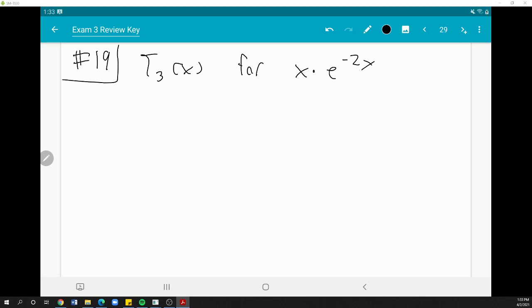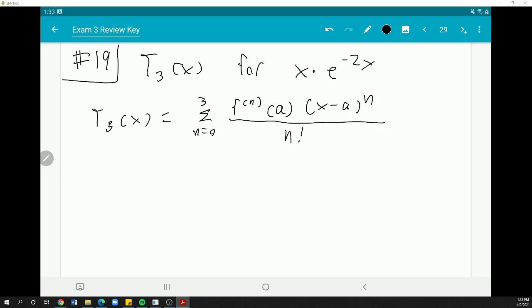So what I'm going to need to do, t3 of x, these should both be centered at 0. Yeah, centered at 0. t3 of x is equal to the sum from n equals 0 to 3 of the nth derivative of f, but not x, at a, times x minus a to the n over n factorial, because that's the definition of the Taylor series, but only up to the third point.